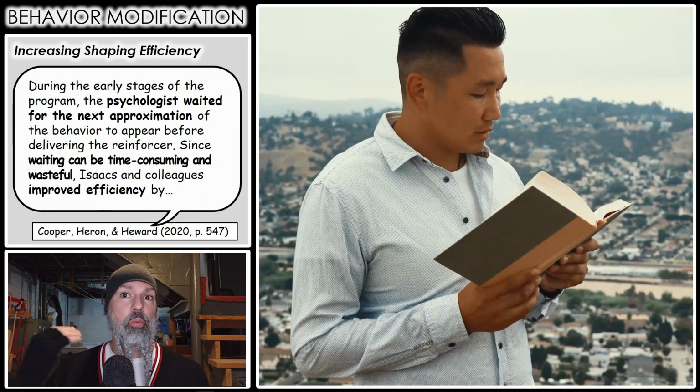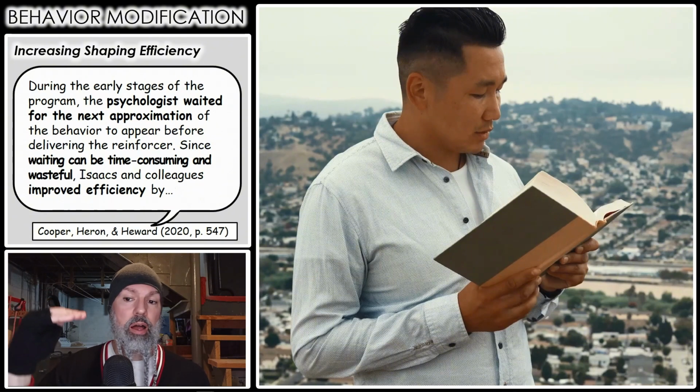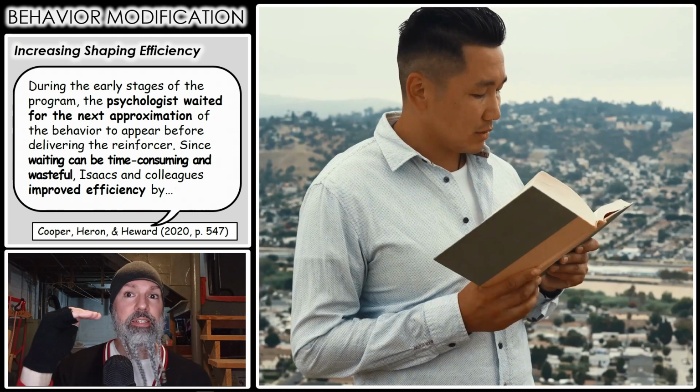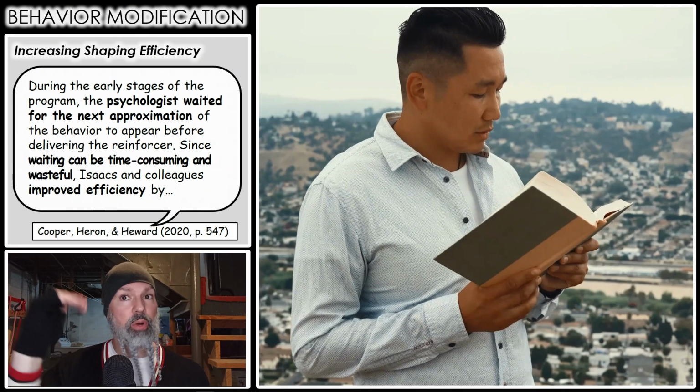And that's a way to speed shaping along by simply using that discriminative stimulus of a verbal cue to let them know that, hey, if you do this behavior now, if you do this next successive approximation, you will get reinforced.